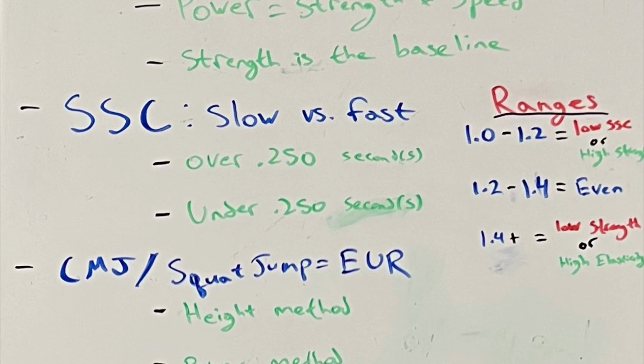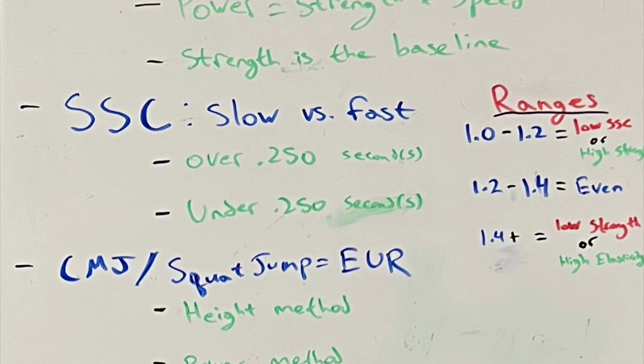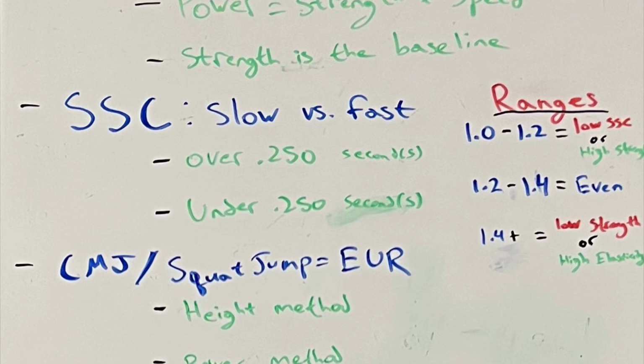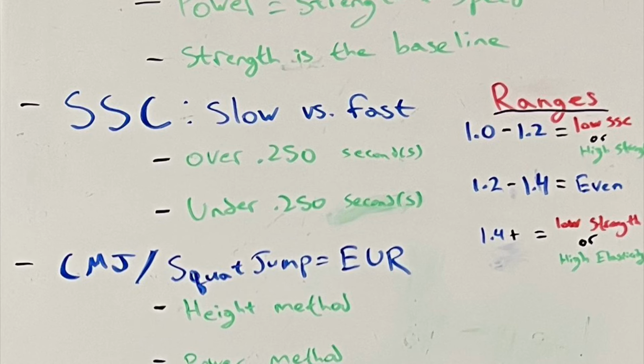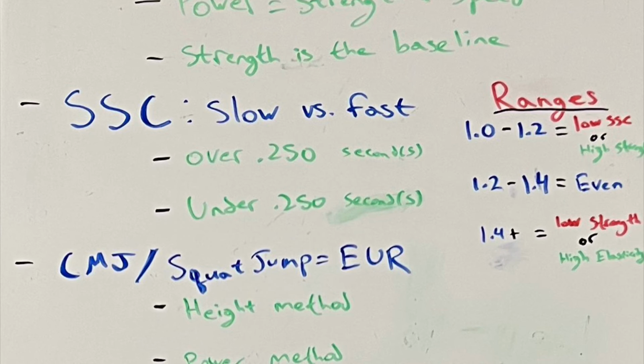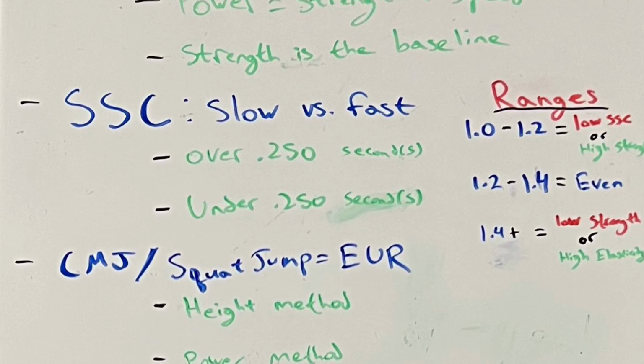So 1.0 to 1.2 means that your stretch shortening cycle and elasticity is lacking. Your strength jump, your squat jump, which is based on your strength, is pretty much the same as your counter movement jump, which shows that you need to work more on your elasticity. You need to do more depth jumps, plyometrics, things of that nature that focus on improving your elasticity and making your stretch shortening cycle more powerful, okay?